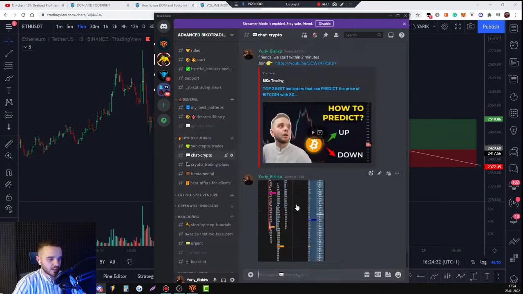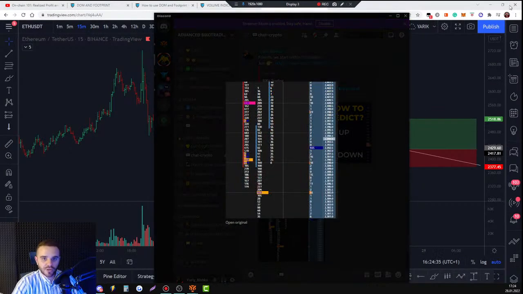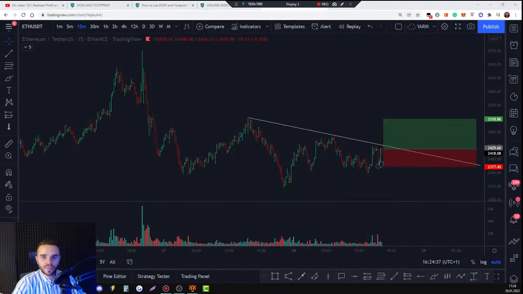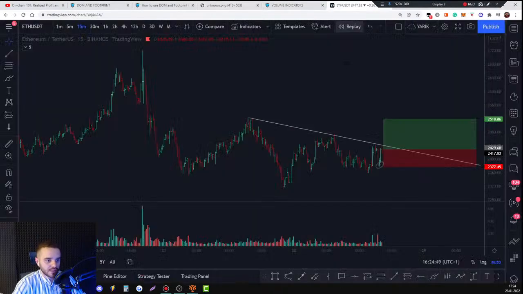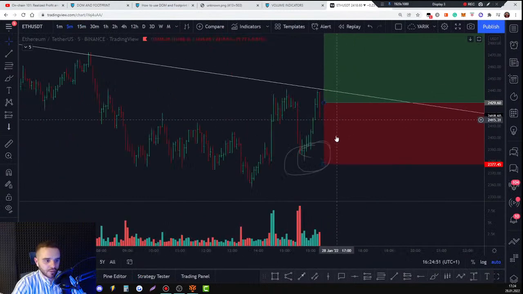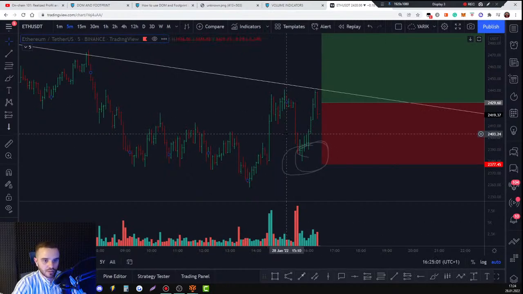Where did I send? Notice, my friends, on this volume, the biggest volume appeared at 2,400 and at 2,390. That means Ethereum did 2,400. It was this level. It was exactly here. Oh my God, let me build it. Help me God to build it beautifully.